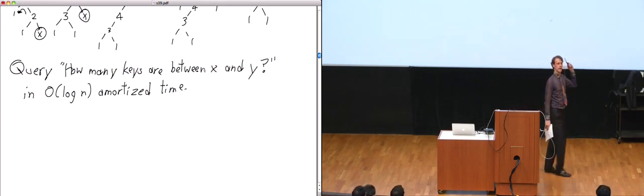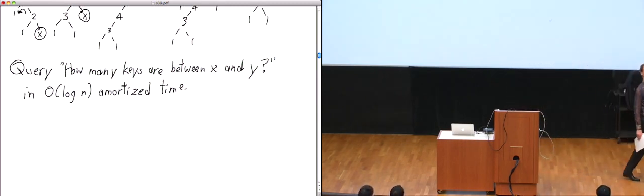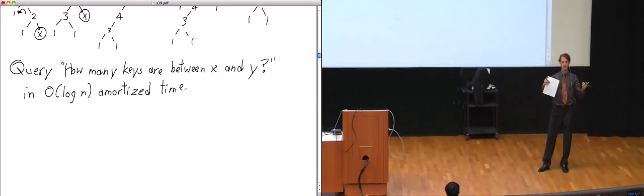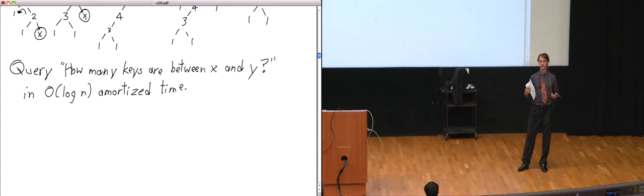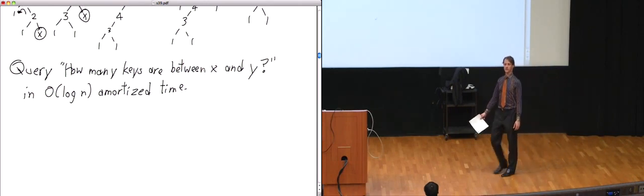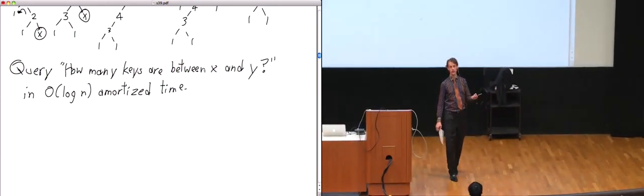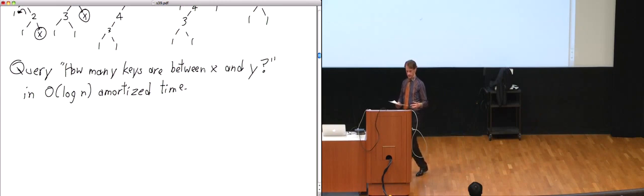And that's a little bit amazing, because the number of keys in that range might be really big. Maybe half the keys in the tree, n over 2 keys, are in the range or more. But we can still answer the query in log n time, which is much, much faster than actually having to look at all the keys.